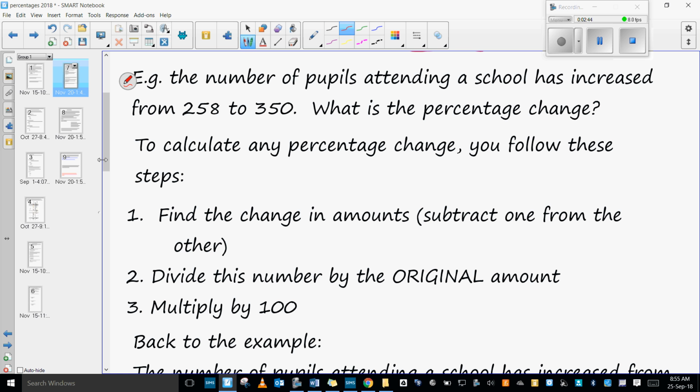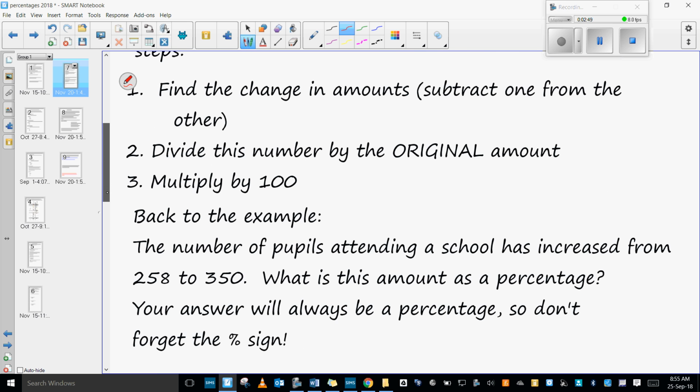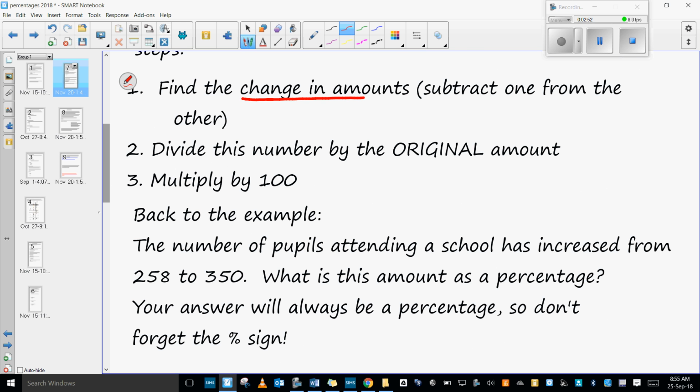To calculate any percentage change, these are the steps that you need to follow. First of all, you find the change in amounts. You subtract one from the other. It doesn't matter if you end up with a negative number, but I would suggest you always try to do the bigger number subtract smaller, because then you won't have to worry about a negative value. You're then going to divide whatever the difference was by the original value.